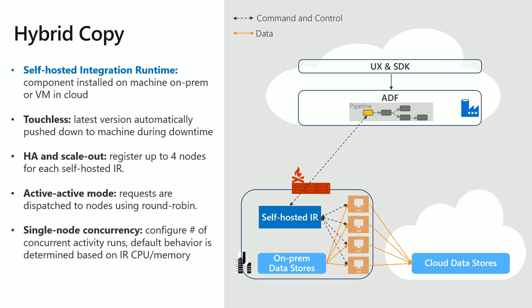For that component, we provide auto updates to keep it up to date and provide you the latest capability and enhancements. It has HA, high availability, and scale-out capability: for each integration runtime, you can register up to 4 nodes to really scale out for your growing business needs. And it's active-active. Each node can handle multiple concurrent copy activity runs in parallel as well. This is really the way to meet your scalability and growing business needs.